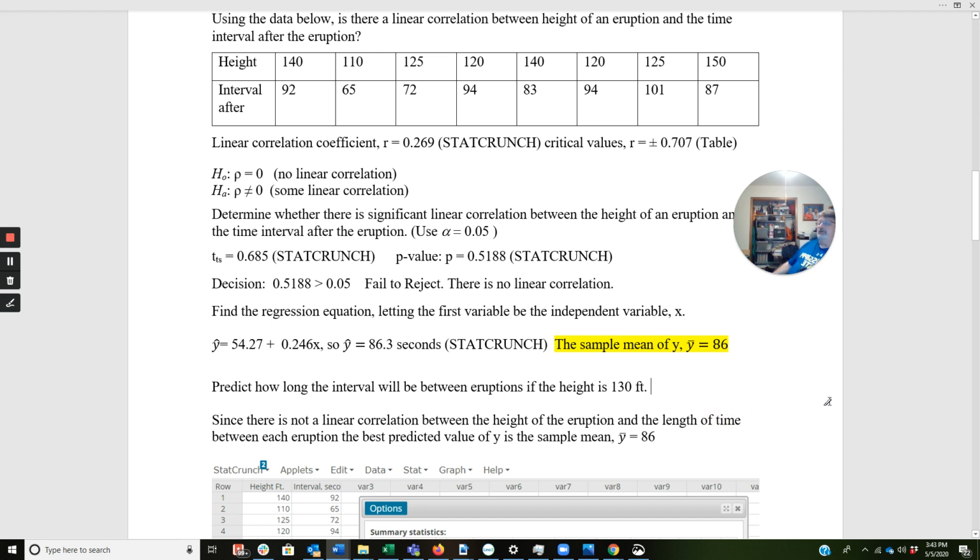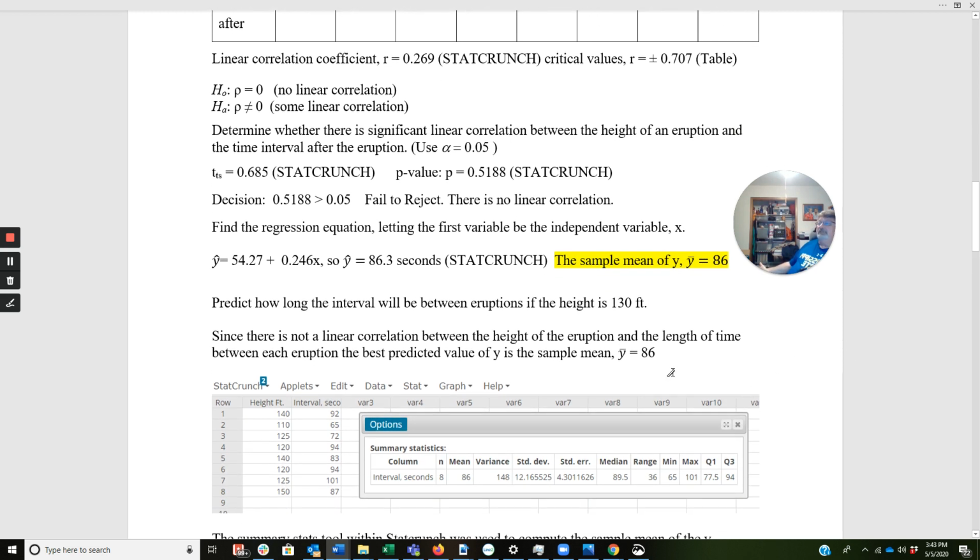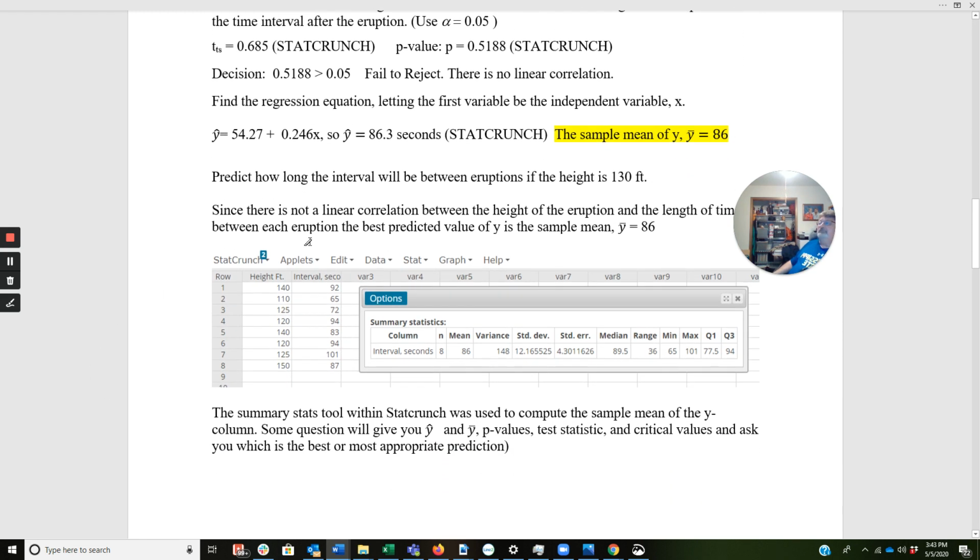So we predict how long the interval will be between eruptions. If the height is 130 feet, they said just take the mean. Since there is not a linear correlation between the height of the eruption and the length of time between each eruption, the best predicted value of y is the sample mean, y bar equals 86. Here you see where I've got the data entered in StatCrunch, and I ran the summary stats, and there's my mean of 86 right there.